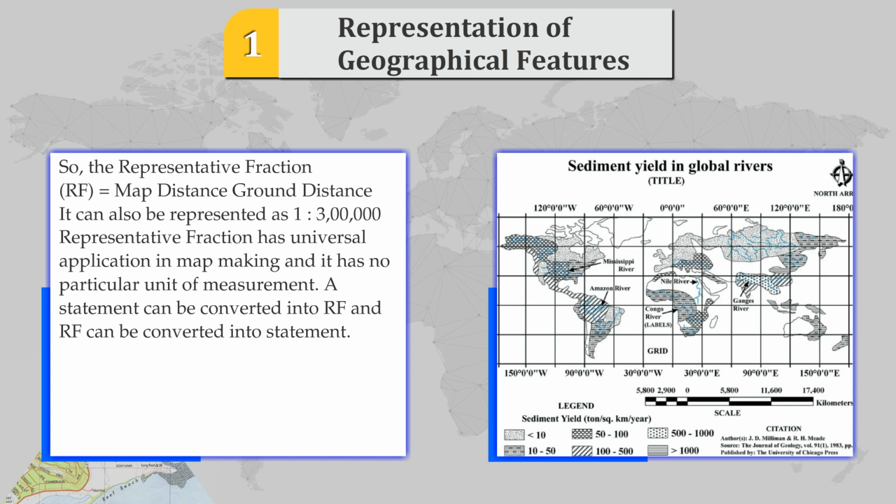Representative fraction has universal application in map making and it has no particular unit of measurement. A statement can be converted into RF and RF can be converted into statement.